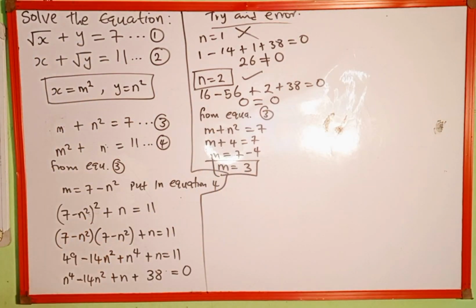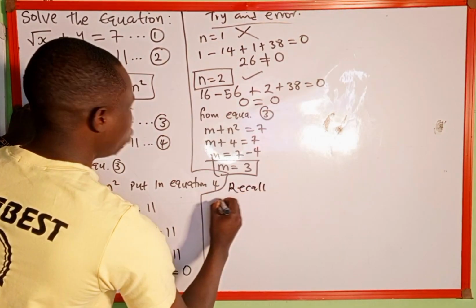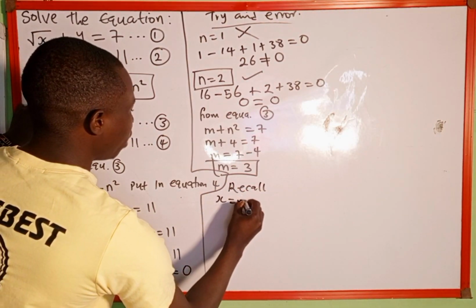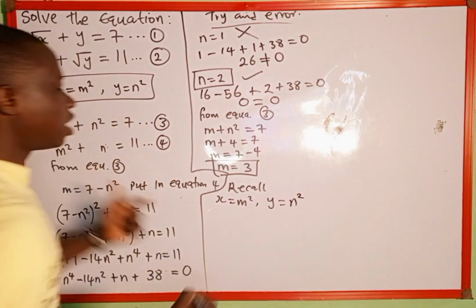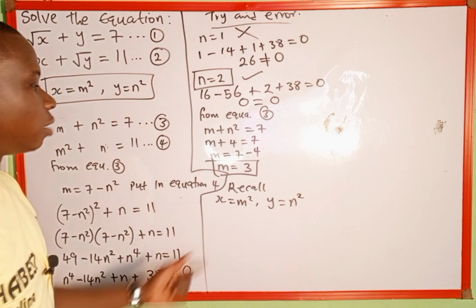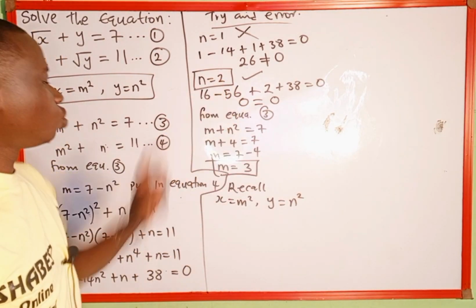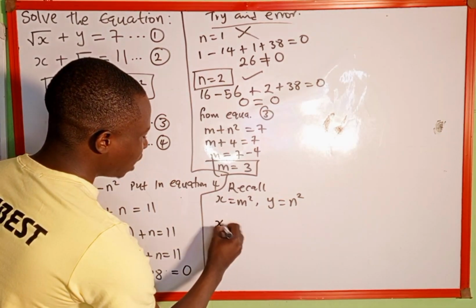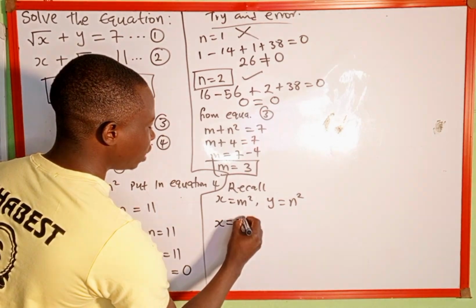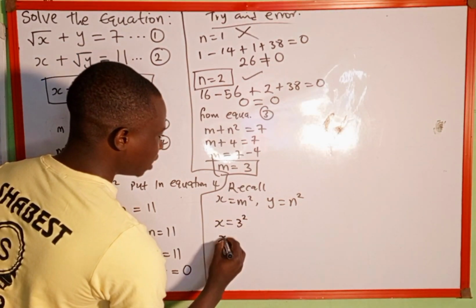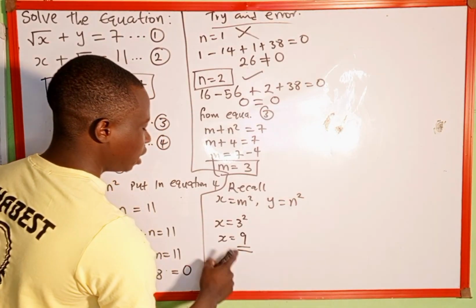Then initially, recall that we let x be equal to m square, then also we let y be equal to n square. Now we're going to get the value of x and y. We solved m to be equal to 3 and we solved n to be equal to 2. Let's replace it back. So x is equal to, what is m? m is the same as 3. So this is going to be 3 square. And 3 square is the same as 3 multiplied by 3, which is 9. So 9 is the value of x.